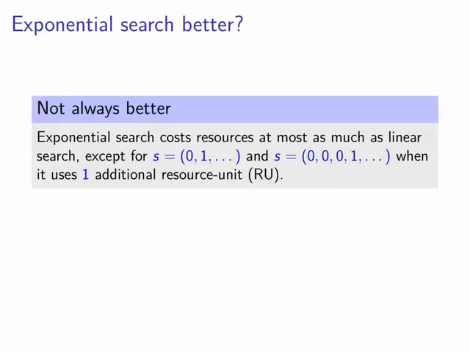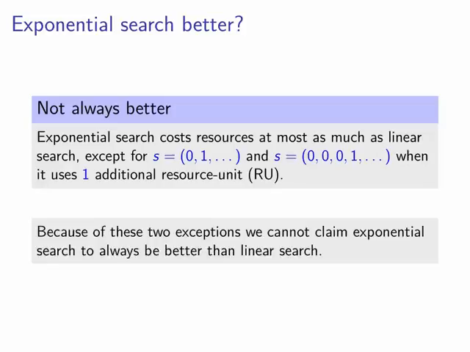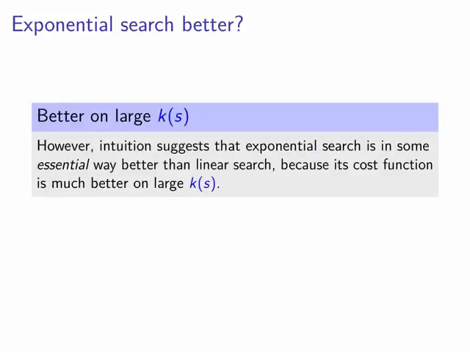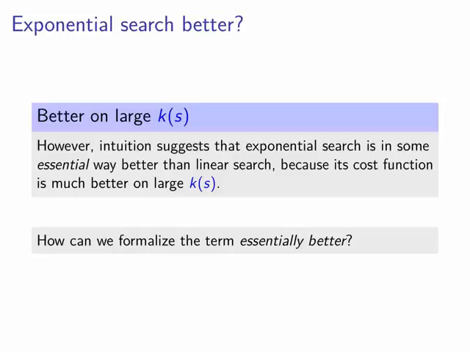However, there are two exceptions where exponential search uses one additional resource unit compared to linear search. So we cannot quite claim that the exponential search is always better than linear search. But it seems that exponential search is essentially better than linear search. Can we formalize this term, essentially better?